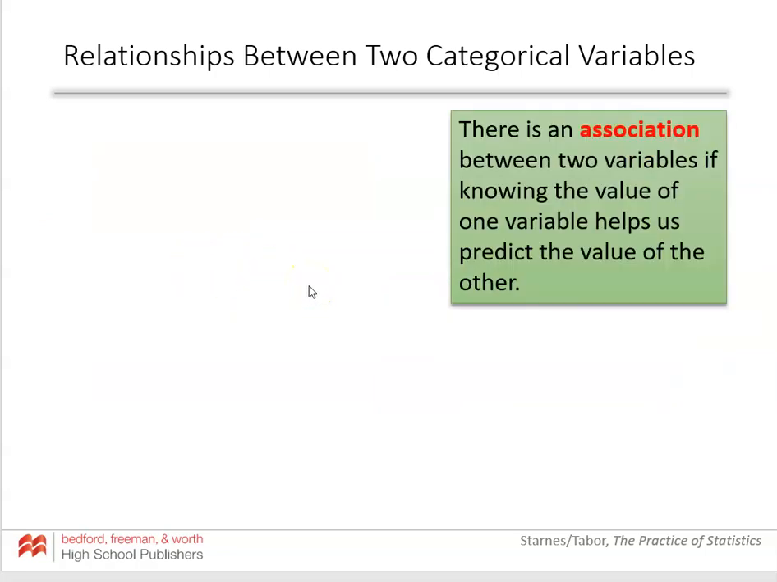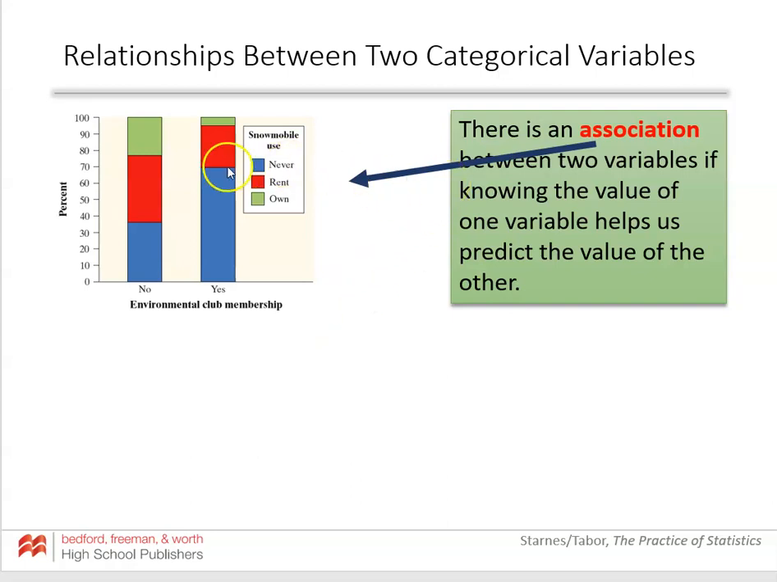Quick recall about association. We know there is an association between two variables if knowing the value of one variable helps us predict the value of the other. So as I mentioned, if you're looking at this segmented bar graph, the distributions are different, right? If I said someone is a member of the environmental club, that tells me they're more likely to have never used a snowmobile because that's what we see from the graph.